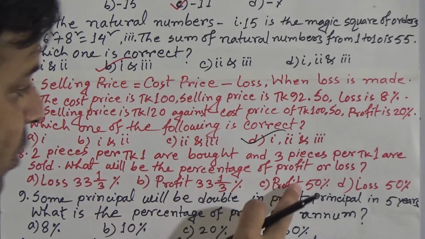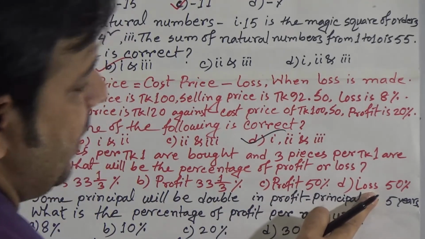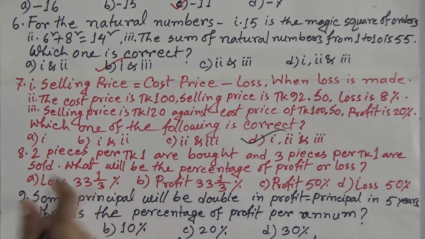Profit, no profit, but loss is not 50% here. Loss is 33 integer 1 by 3%. So we can say answer of 8 is A.